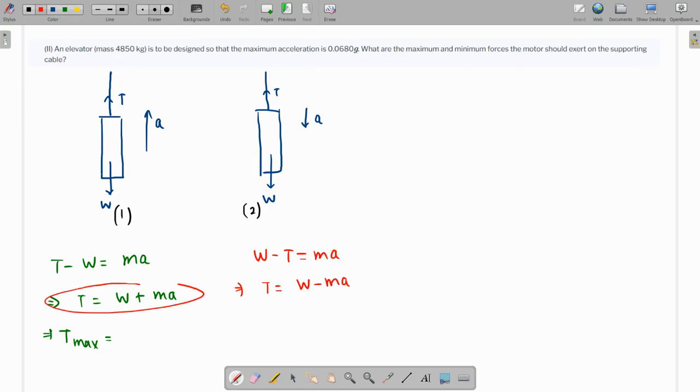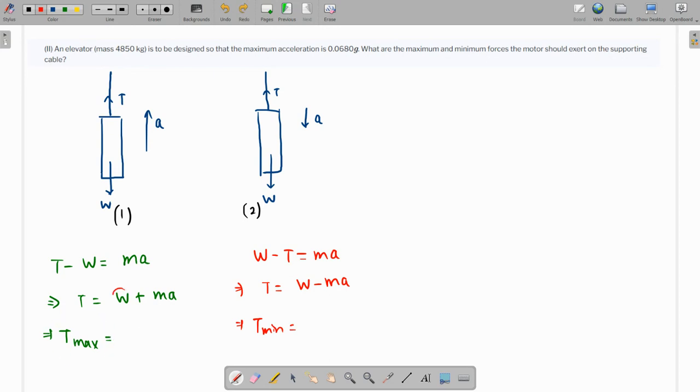So we can clearly see that in these two equations, this one is going to result in a higher value of T since this is W plus MA, and this one is going to result in a lower value of T since this is W minus MA. So from this, we are going to get the maximum value of T, and from this, we are going to get the minimum value of T. Now the point is, when will this be maximum?